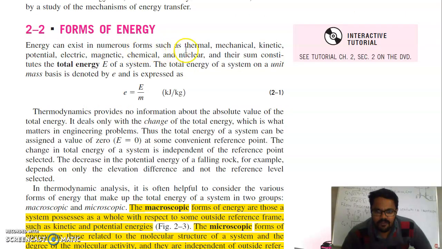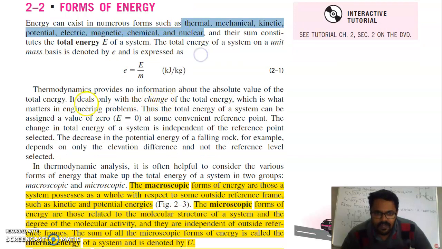So there are different forms of energy, as we have discussed: thermal, mechanical, kinetic, potential, electrical, magnetic, chemical and nuclear, and these constitute the total energy, which is called E of the system. The total energy on a unit mass basis is denoted by e, which is equal to E by m, where E is equal to the sum of all these energies. Thermodynamics provides no information about the absolute value of energy. It is impossible to measure the absolute value of energy.